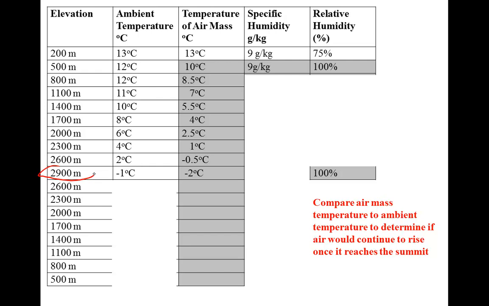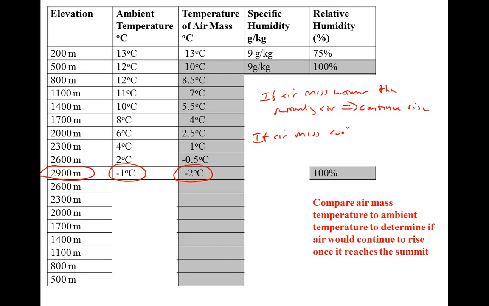Once we get to the top of the mountain, we need to compare the temperature of our air to the temperature of the surrounding air to determine if our air mass is going to continue to rise. If the air mass is warmer than surrounding air, it will continue to rise even after it's no longer forced to do so by the mountain range. But if the air mass is cooler than the surrounding air, it will stop rising once it runs out of mountain. It will stop rising once the terrain no longer forces it to.